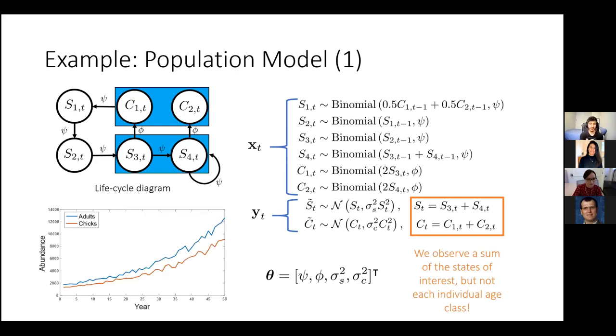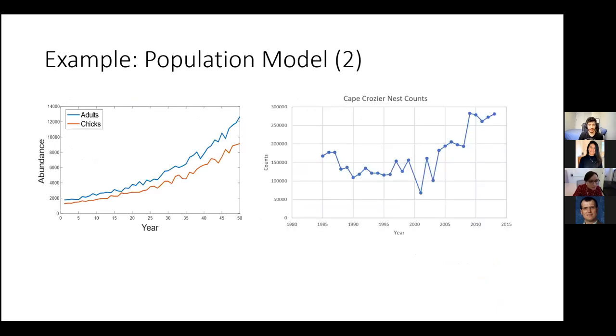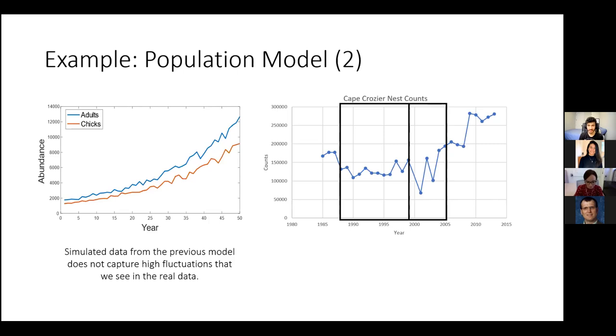And so here is an example of a time series you can simulate by just running this particular model. One thing that is a problem with this particular model is if you compare it to the time series I showed you earlier, it's very simple. So the simulated data from that particular model doesn't really capture the high fluctuations in the true data that we see. And in particular, if you take a look at two different segments of the real data, you'll see that the actual underlying process for each of those segments is different.